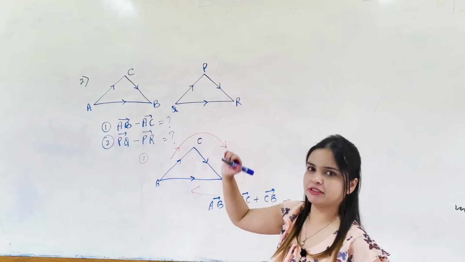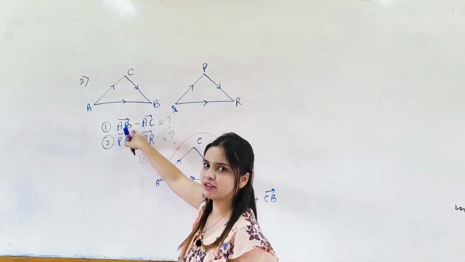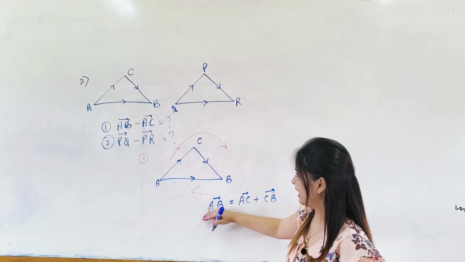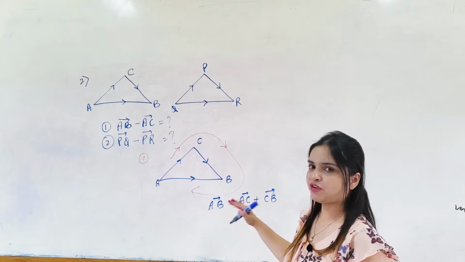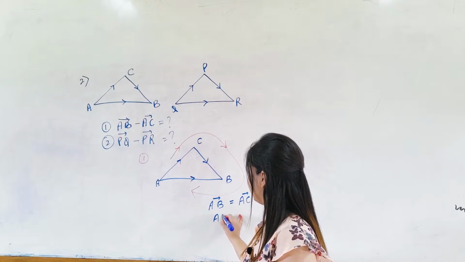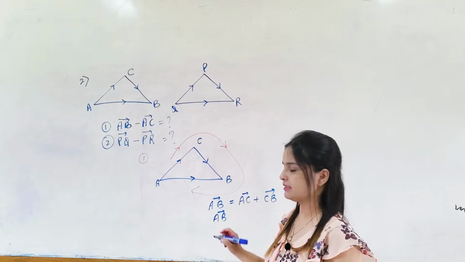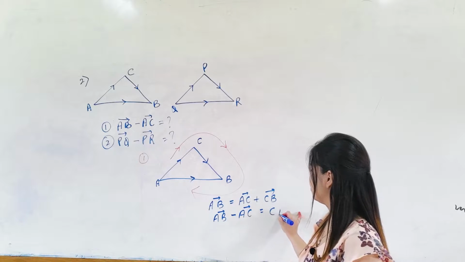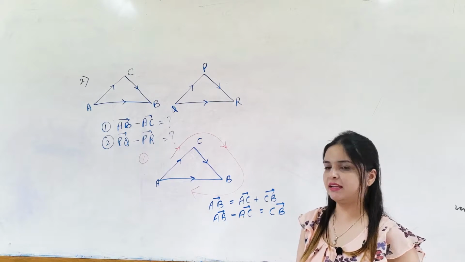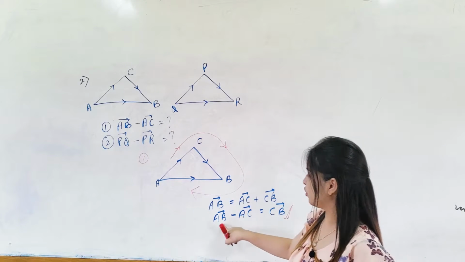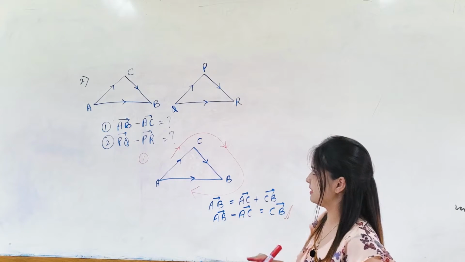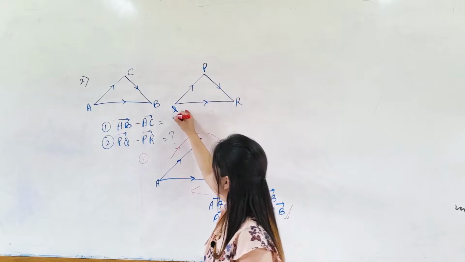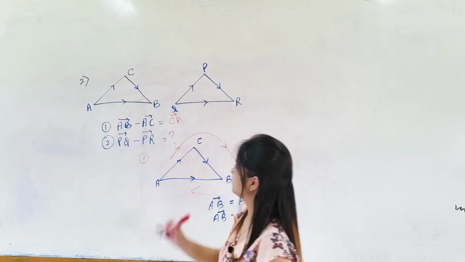Now, go back to the question. The question is, find the value of vector AB minus vector AC. So I have AB and I have AC. Rearrange. If I take my AC to the other side, I will get AB minus AC is equal to CB. So this is my answer. The question was find the value of AB minus AC. So my AB minus AC is equal to CB. So this is the first answer.